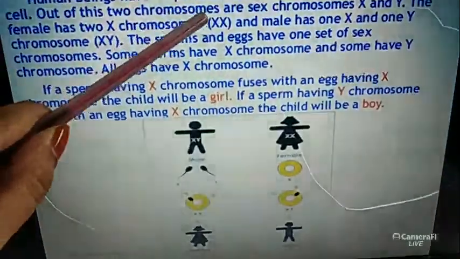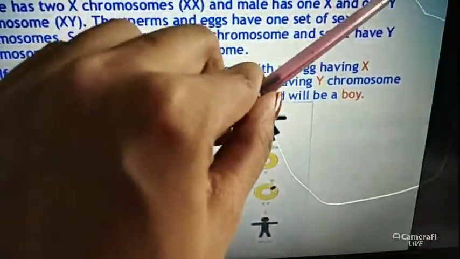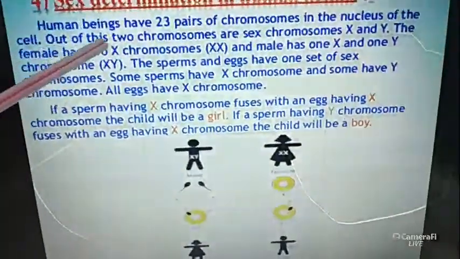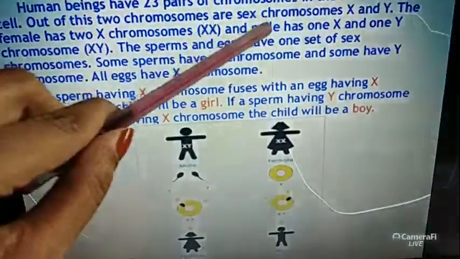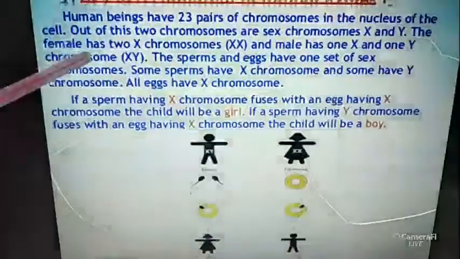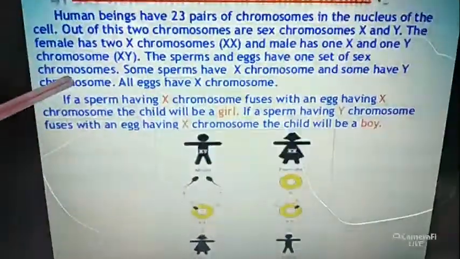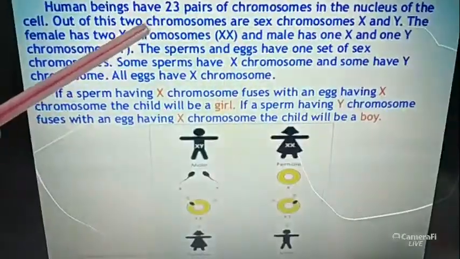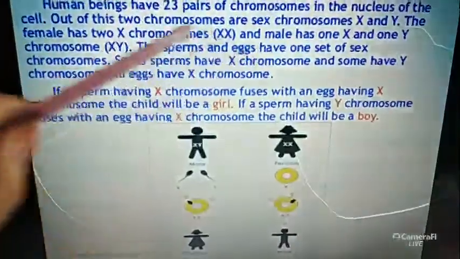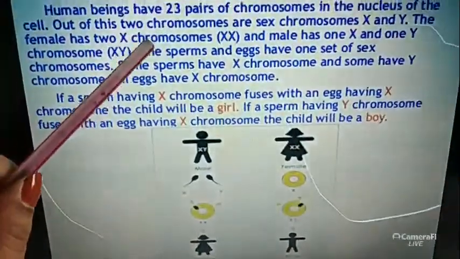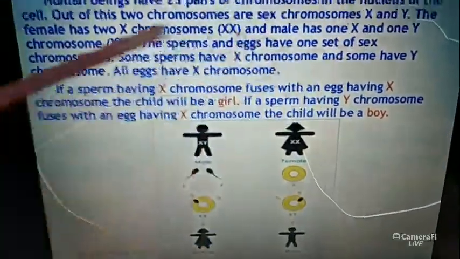Out of these, 2 chromosomes are sex chromosomes, X and Y. The female has 2 X chromosomes and the male has 1 X and 1 Y chromosome. The sperms and eggs have one set of sex chromosome. The sperms come from the male body and the eggs come from the female body. So the sperms and eggs have one set of sex chromosome. Why?